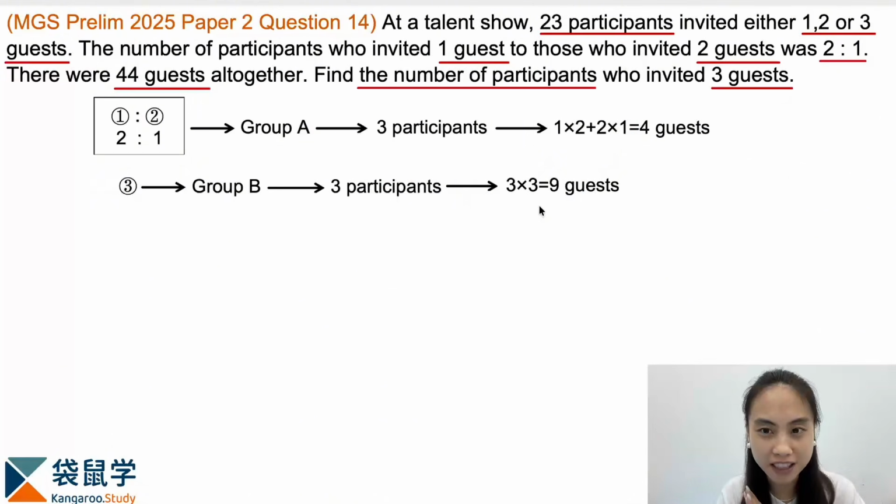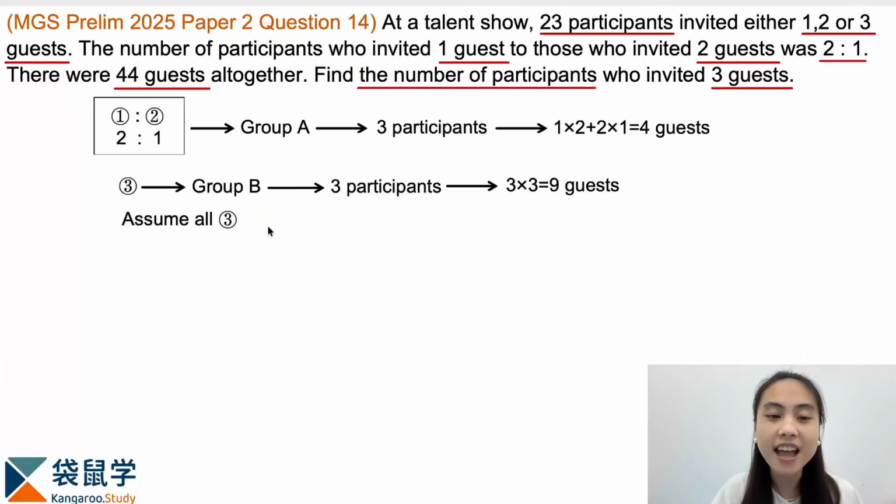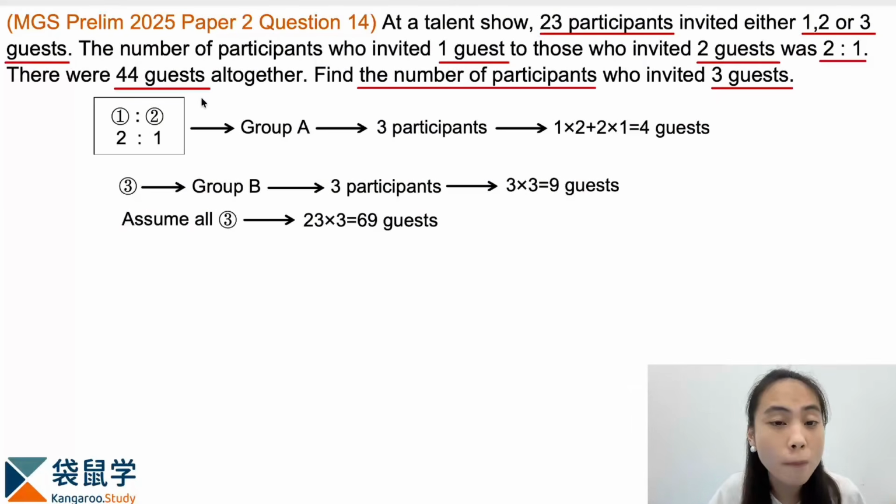So what should we do first? We can assume the participants all invited 3 guests. Then how many guests are there? It should be 23 times 3 equals 69 guests. But actually class, how many guests do we have here? We only have 44 guests. So is our assumption true or false?